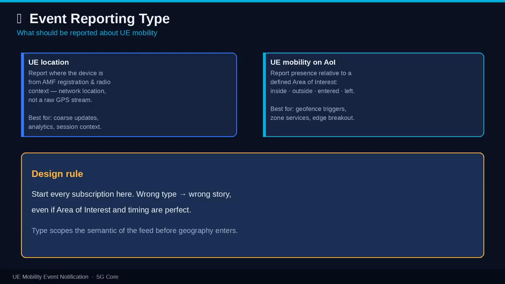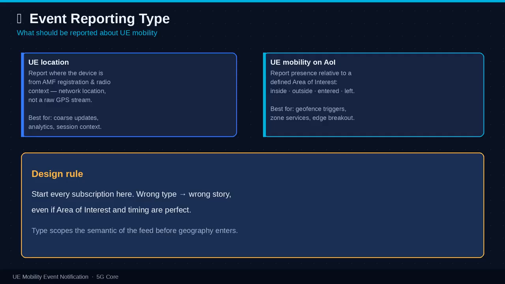Parameter 1, event reporting type. In plain words, what should be reported about UE mobility? The source gives two clear examples. One is UE location, report where the device is, typically as the location the AMF has from registration and radio procedures. The other is UE mobility on an area of interest, report how the UE's presence relates to a defined zone: inside, outside, entered, left, or presence changed.